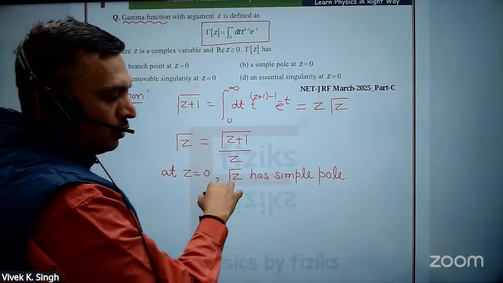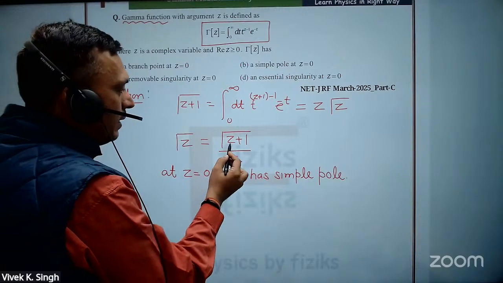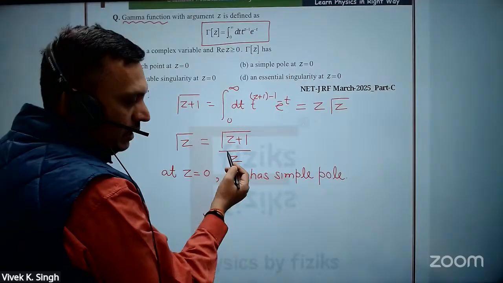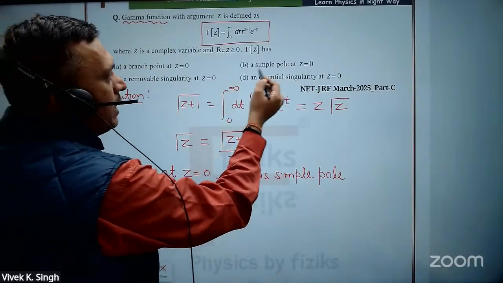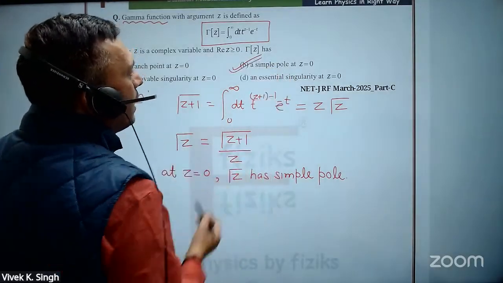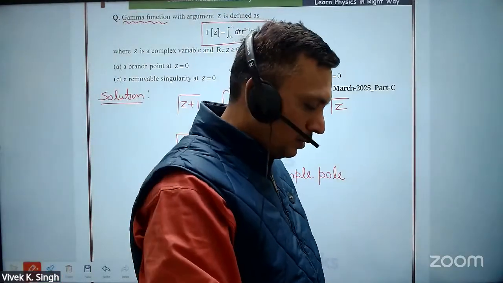And it will also be non-analytic at other points, like at -1, -2, -3. Those are also non-analytic points. But here in the options they have given z equal to 0 only. So we have to find the correct one, as it's a simple pole at z equal to 0.